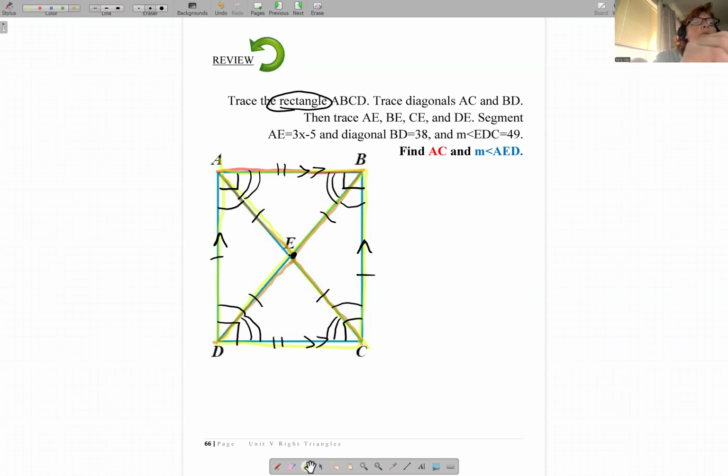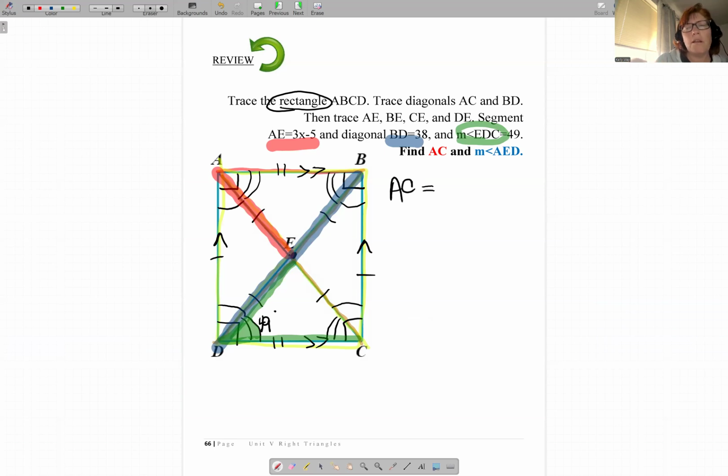We are told that AE is 3x minus 5, and BD is 38, and the measure of angle EDC is 49. Knowing that, it wants you to find AC, the length, and the measure of angle AED.